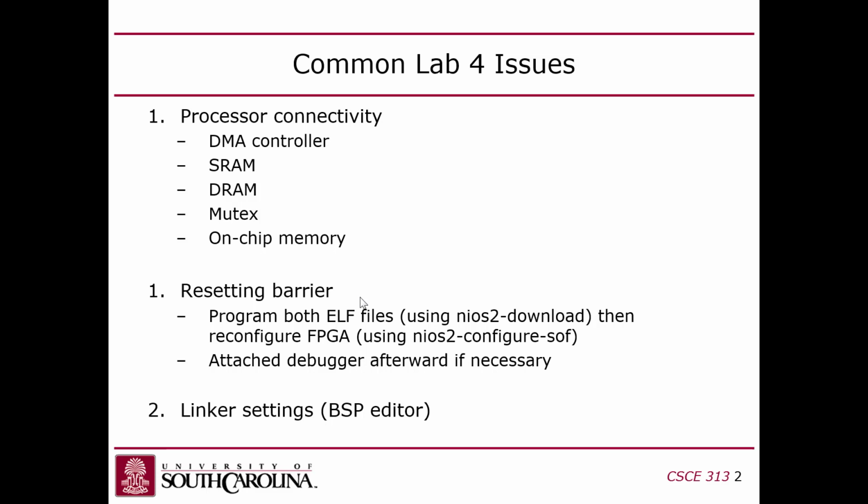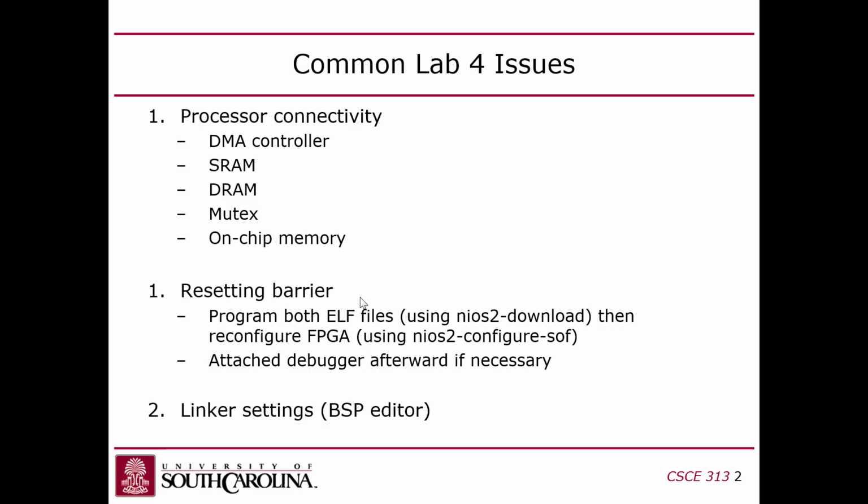So if you reach a point where you want to test both CPUs, then you can program both ELF files. You can do the Nios II download on both ELF files, which loads the ELF files into the DRAM, which is the off-chip memory. That's not affected by reconfiguring the FPGA. The DRAM is off-chip. It's a separate chip. So you download the ELF files into the DRAM, and then you reprogram the FPGA with configure SOF, and that resets the on-chip memory and thus the barriers.